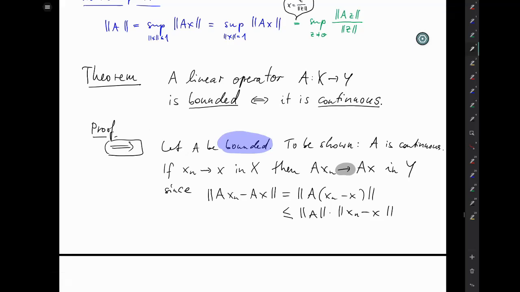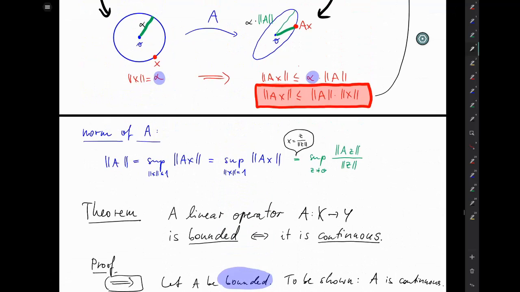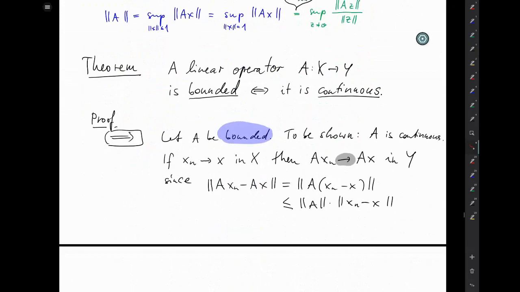You remember this from this red inequality here. This is exactly what we are using now, but with x replaced by x_n minus x now. Okay, but now we're already there, because we know that x_n goes to x in X. We can say that this norm goes to 0, and that's why this product goes to 0, hence showing that our norm goes to 0, and therefore our operator A is indeed continuous.